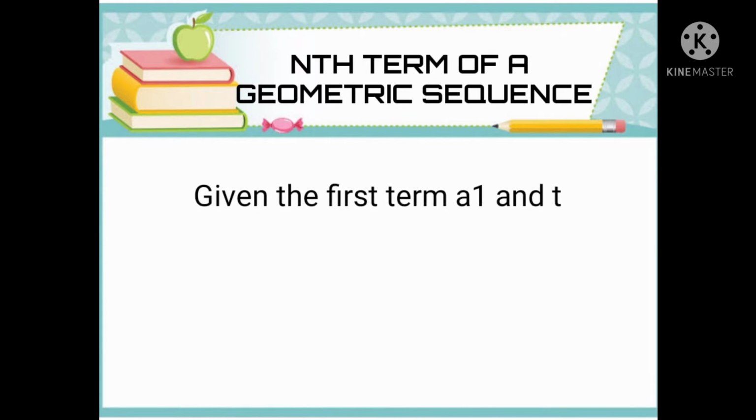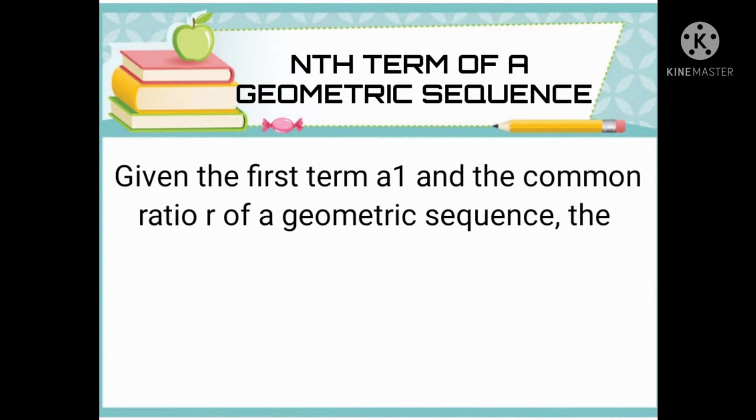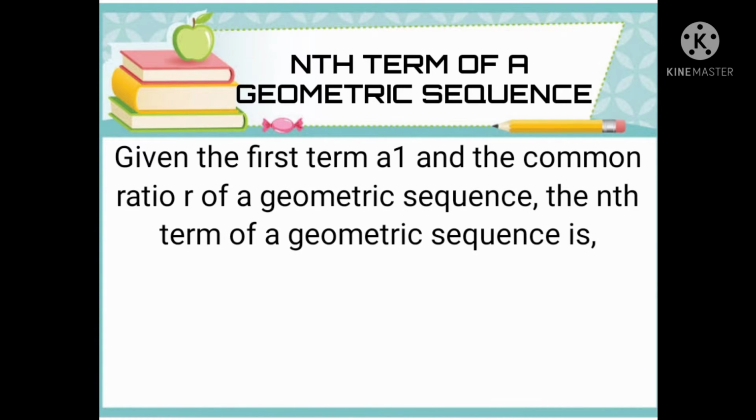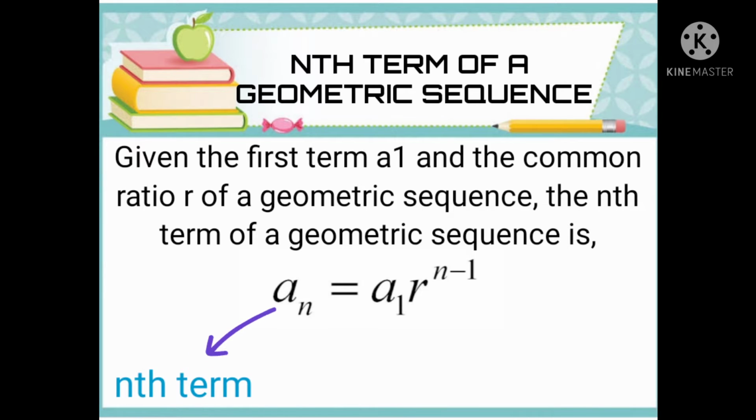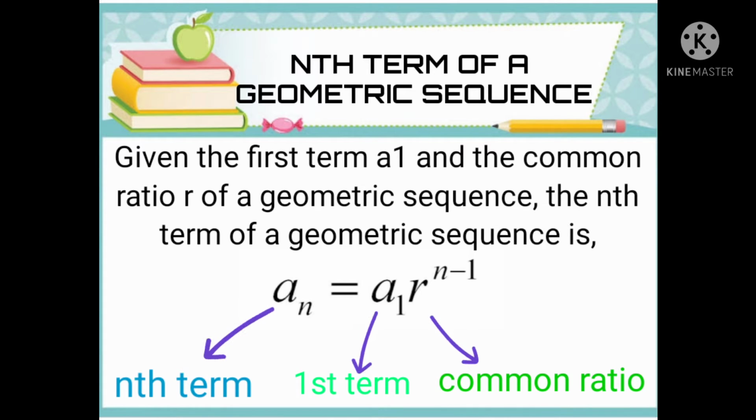Given the first term a sub 1 and the common ratio r of a given geometric sequence, the nth term of a geometric sequence is a sub n equals a sub 1 times r raised to the power of n minus 1, where a sub n is the nth term, a sub 1 is the first term, and r is the common ratio. This means that we can solve the nth term of a given geometric sequence if we have the first term and the common ratio.